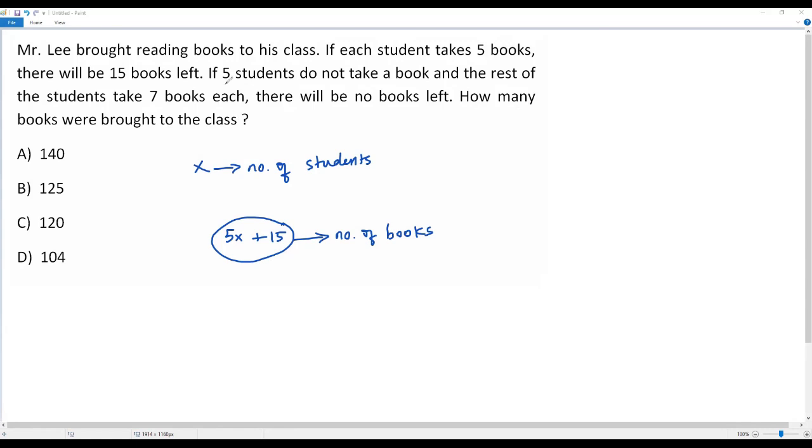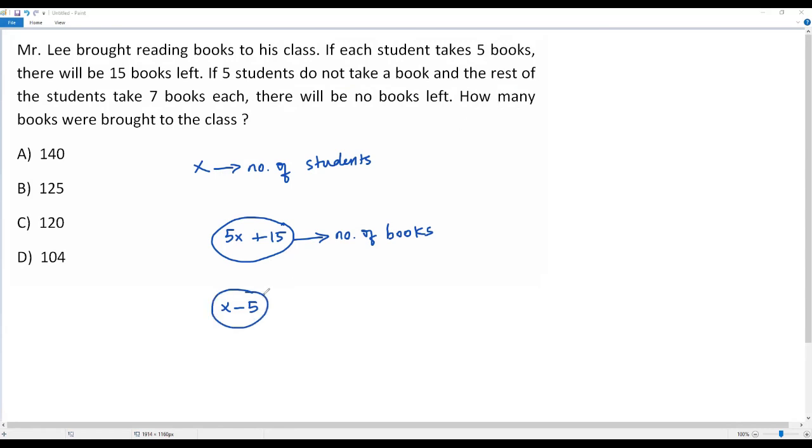Okay, now let's consider the other piece of information. That is, if 5 students do not take a book, the rest of the students take 7 books each, there will be no books left. Okay, 5 students do not take a book. So we know that the total number of students is x. What is the rest of the students? That is, what is the remaining number of students? For that, we have to subtract 5 from the number of students. Then we get x - 5. So this x - 5 represents the rest of the students.